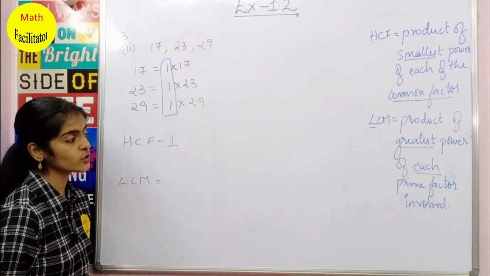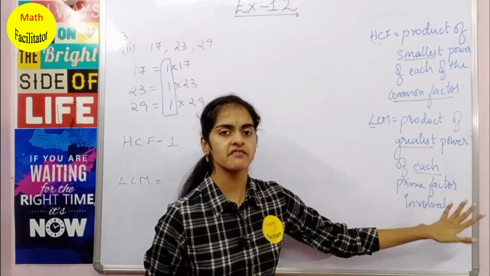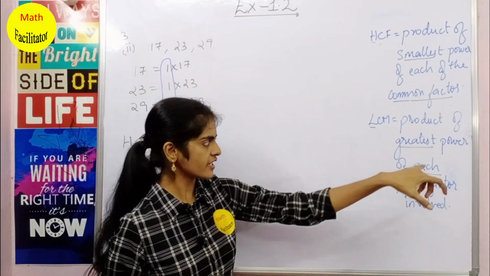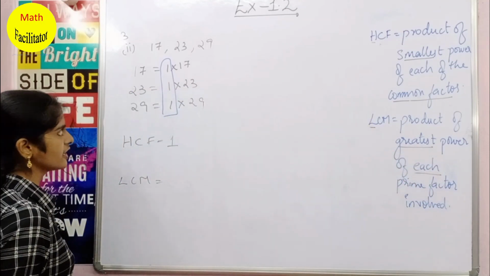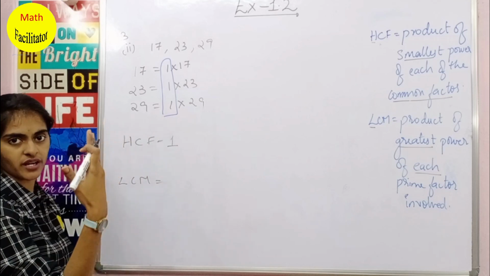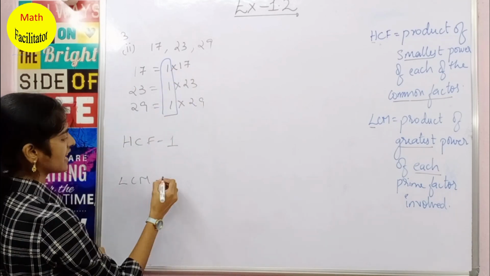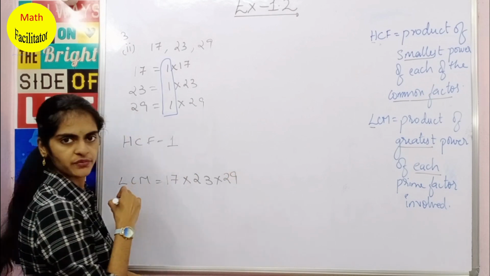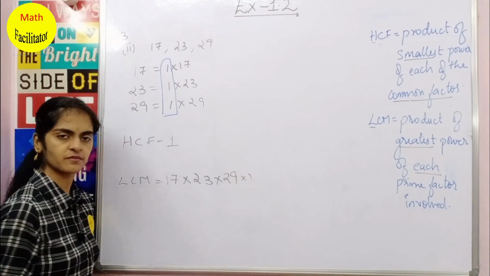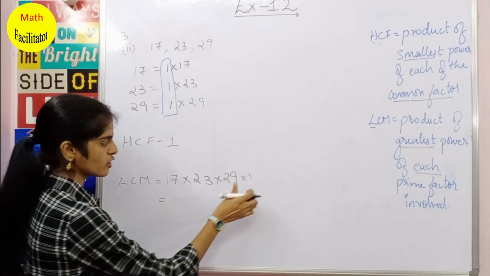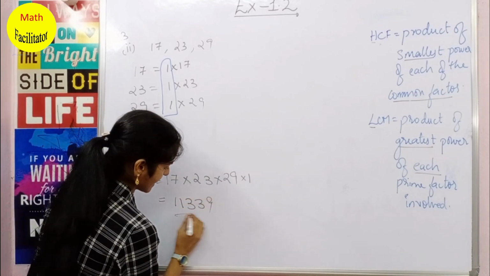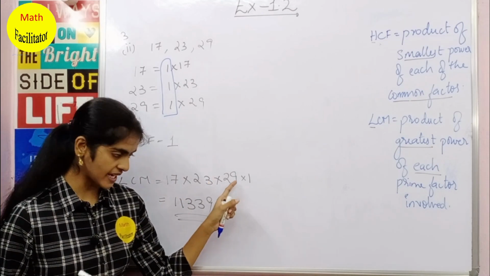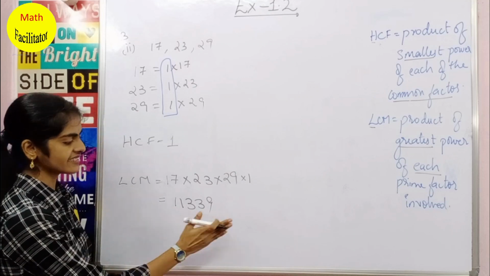Okay, now let us take LCM. For LCM, what will you do? You will consider each of the prime factors. You will take all the prime factors, and if there is any common factor, you will take the greatest power of it. But here you don't have any common factor other than 1. So let us list down the other factors. It is 17 multiplied by 23 multiplied by 29, and 1 is a common factor. So it gives you 11,339 as the answer. Once you multiply 17 times 23 times 29, it gives you 11,339.